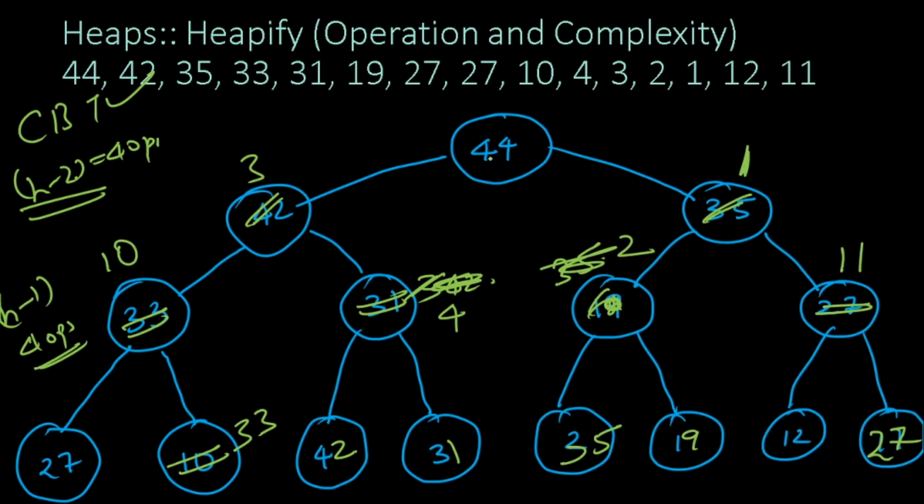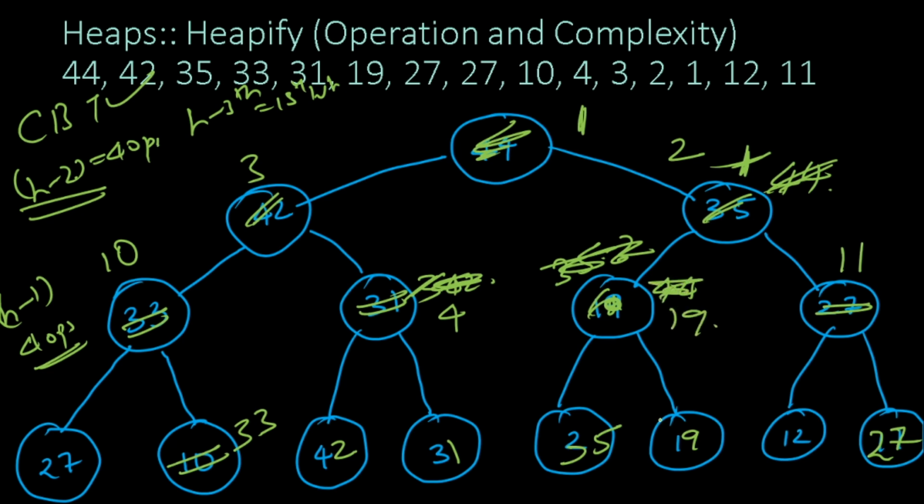Now let's do one more triad comparison for 44, 3 and 11. Let's go ahead. So this is the h minus 3rd level, or the first level. 3, 44, 1. 1 ascends, 44 descends. 44, 2, 11. 44 descends, 2 ascends. 44, 35, 19. 19 ascends, 44 descends. So here we did 3 operations, for the first level, then the second level, and then the third level.